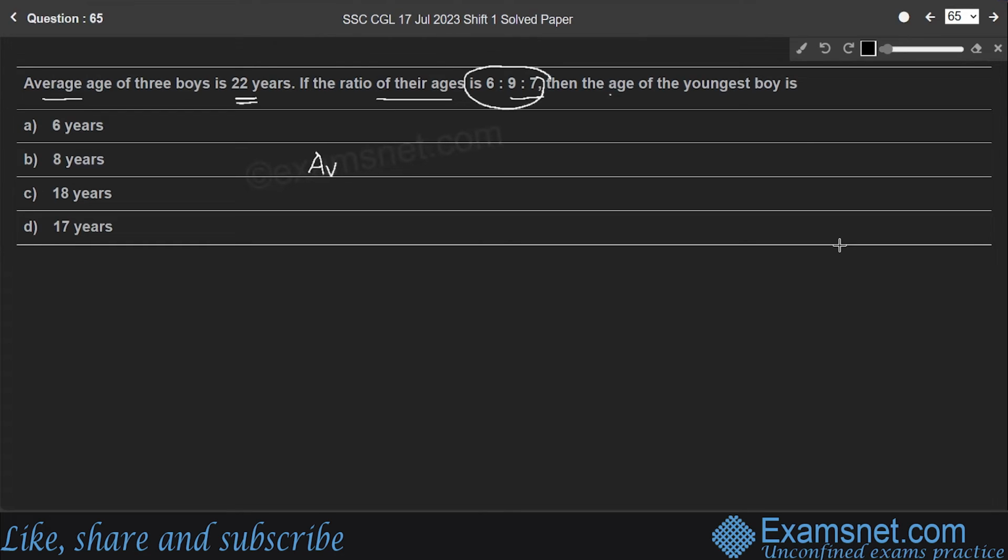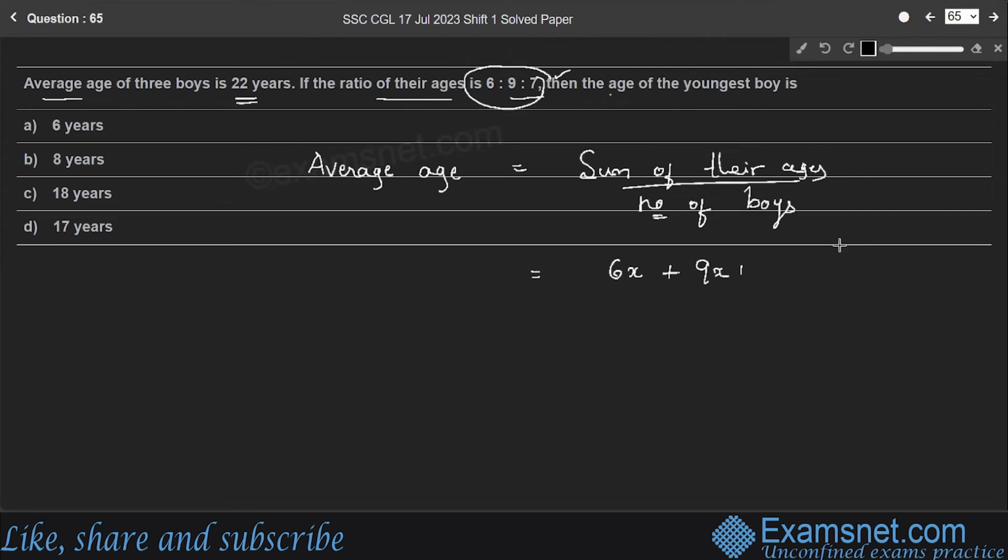Average age is nothing but the sum of their ages divided by the number of boys. So, we'll write average age is equal to sum of their ages divided by number of boys. In this particular case, their ages are in the ratio 6:9:7. Therefore, the sum of their ages becomes 6x plus 9x plus 7x, divided by three boys, and their average age is given as 22 years. Let us simplify this. So it is 22x by 3. Therefore, x is equal to 3.